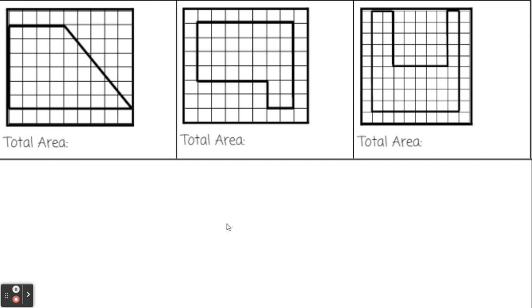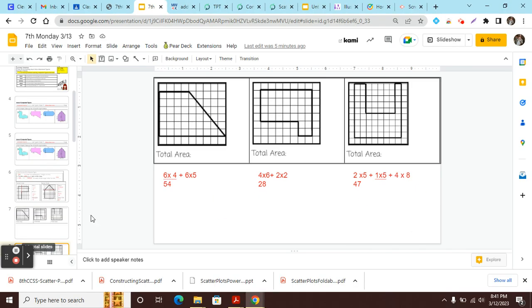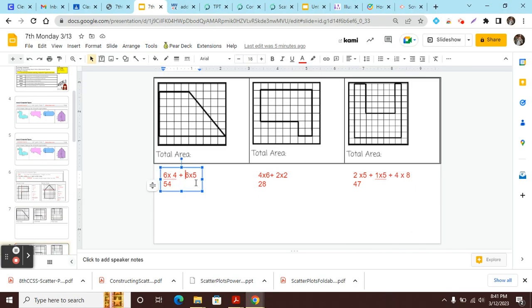Go ahead and find the area of these three figures on your own. Okay, you should have had, for the first one, 54 because we had 6 by 4 with a rectangle. And then we had half of 6 by 5, and I'll fix this right now. Half of 6 by 5, so I did this wrong.